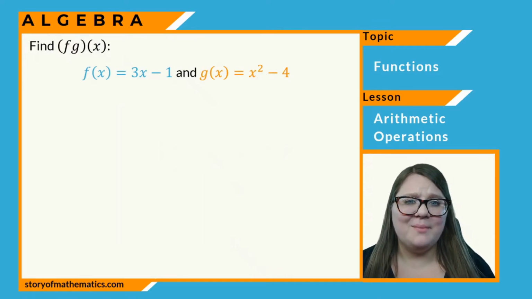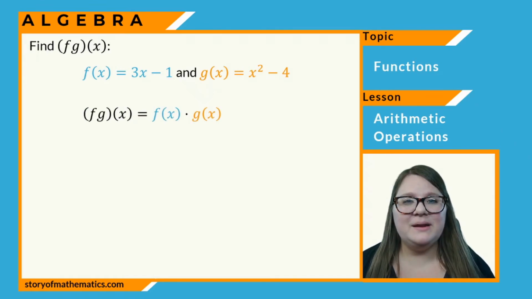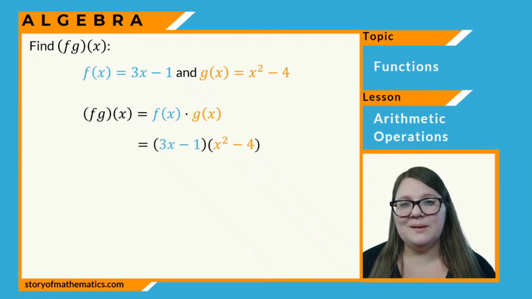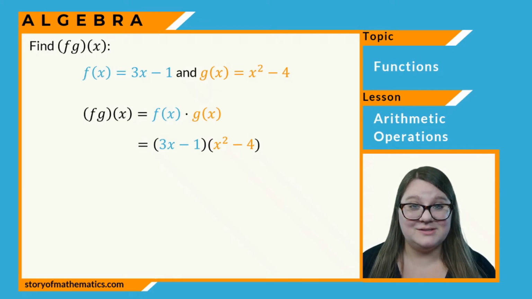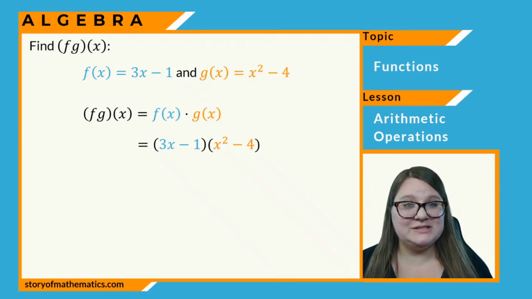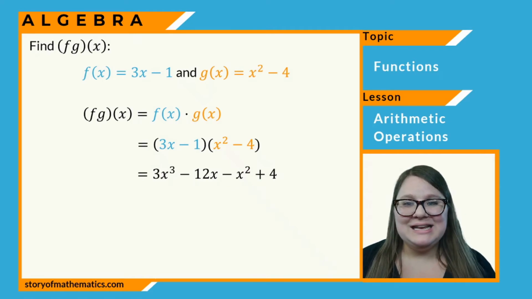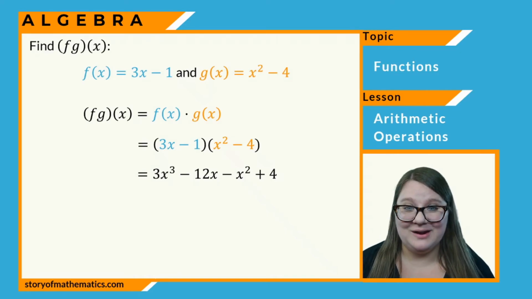Now, I want to multiply them. So f times g of x means I'm going to multiply f of x and g of x. Again, I'm going to put each function in its own set of parentheses in order to denote that multiplication. Then I'm going to use FOILing, which is distributing each of the first terms in the first set of parentheses to the second set. So first times first is going to be 3x cubed. Outside is minus 12x. Inside is minus x squared. And last is plus 4.